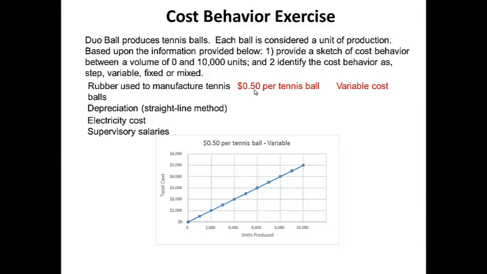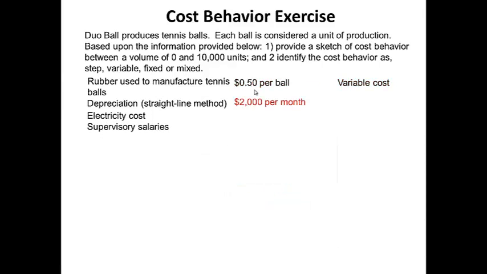Now let's take a look at the next slide, which will be talking about the concept of depreciation. There's some depreciation on the plant, the manufacturing facility, and it's being recorded at $2,000 a month. Again, what you want to do is, number one, provide a sketch of the cost behavior between a volume of 0 and 10,000 units. After you've done that sketch, based upon that sketch, identify the cost behavior as step, variable, fixed, or mixed. So again, go ahead, stop your video. When you're ready for the answer, restart the video again.